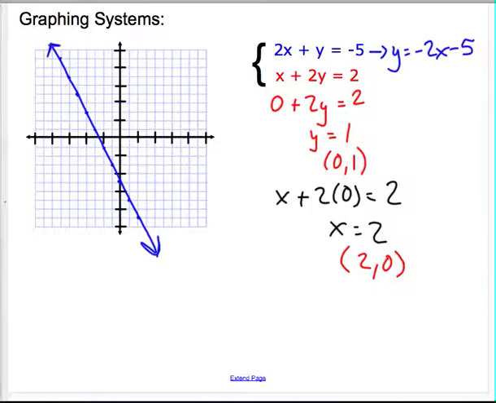For our red equation, we did that one with intercepts. So my y-intercept is (0, 1), and my x-intercept is (2, 0). From there, I noticed that the slope is -1/2. So I'm going to continue that slope, rise 1, left 2, and found my point of intersection. So the solution to the system is (-4, 3).